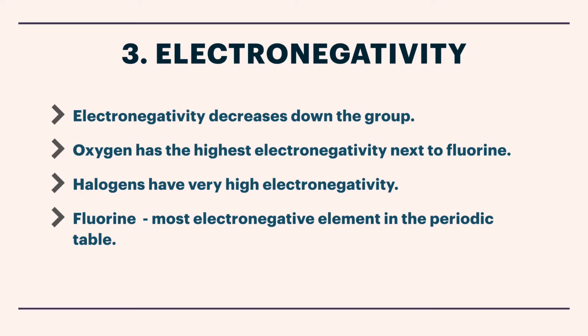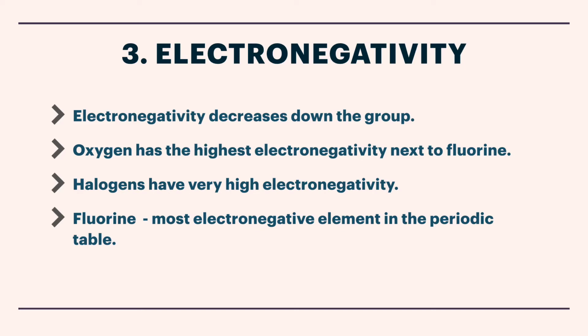So that is what electronegativity is. Now we'll understand each of the points. Hopefully it is understood. You just have to remember fluorine and you can tell the trends easily. So first point, electronegativity decreases down the group. Oxygen has the highest electronegativity next to fluorine. That means first the most electronegative atom will be fluorine, second will be oxygen.